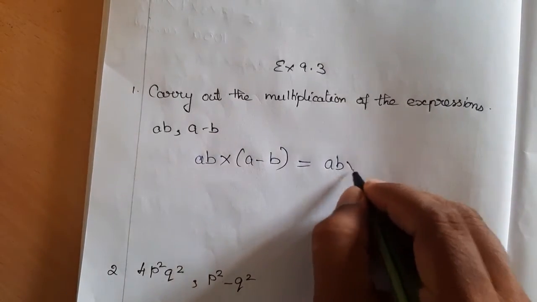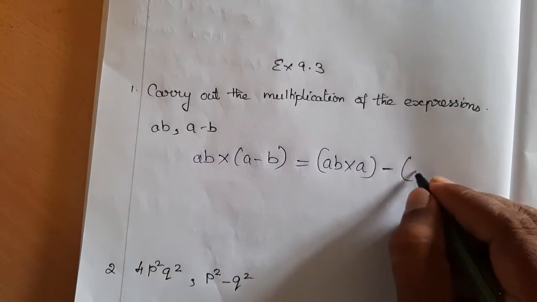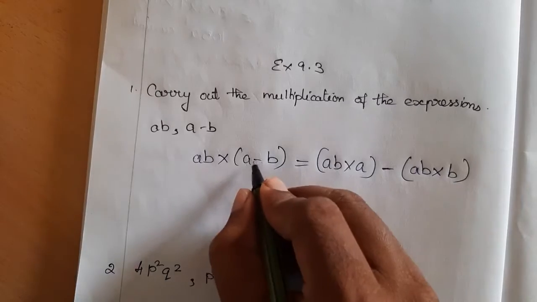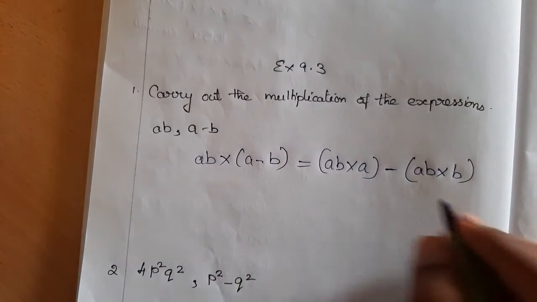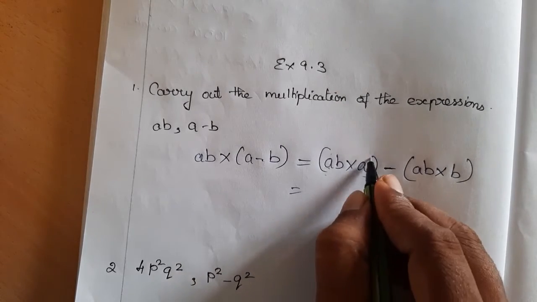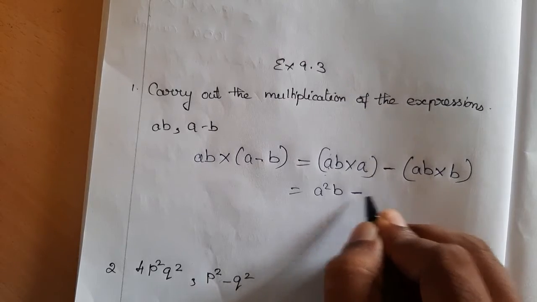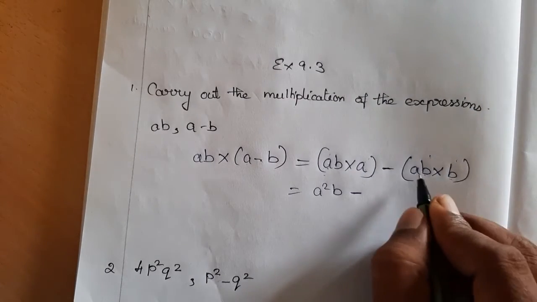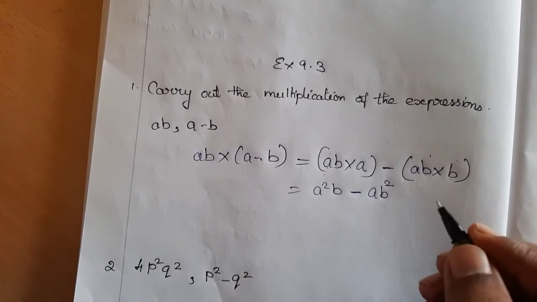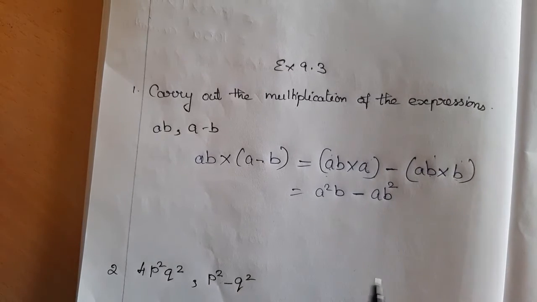So same, this monomial is multiplied with every term of the binomial. So ab is multiplied with the first term a, and here is a subtraction, so minus again that monomial ab is multiplied with the second term b. We already have the subtraction outside, so we don't need to write that. So ab into a, a and a are the same variable, the powers will be added, 1 plus 1 is 2, a square b, minus, here b and b are the same, so 1 plus 1 is 2, so ab square. Clear? So our answer is a square b minus ab square.